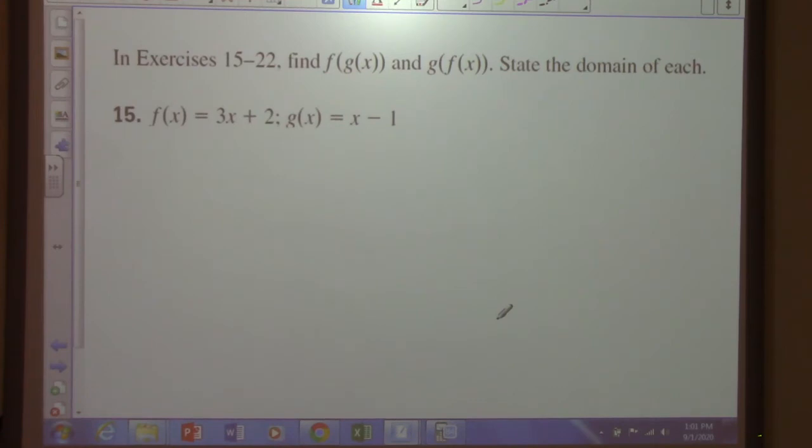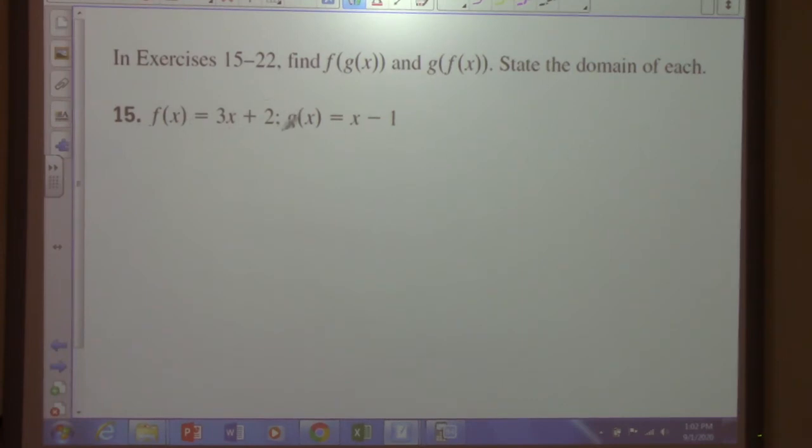Okay, so it looks like most of you are done or are pretty close to it. You're finished with it too, Carl, aren't you? Okay, we're going to go on to 15 here. Right here, what we're doing, instead of running a number through the function machine, we're actually creating a new function. And here, it says state the domain of each, right?